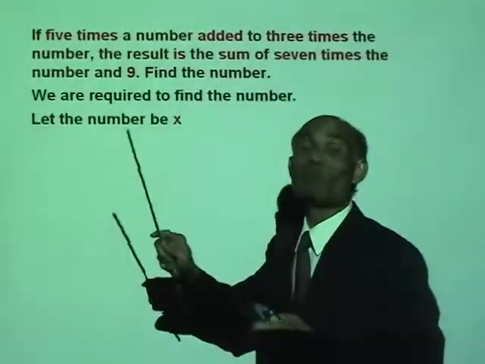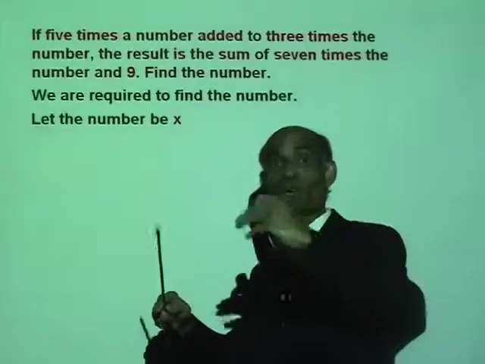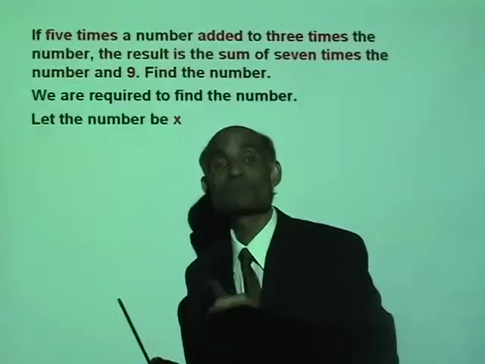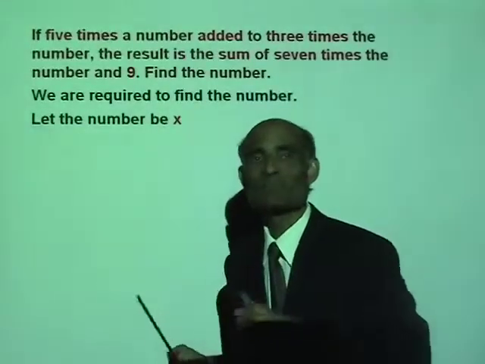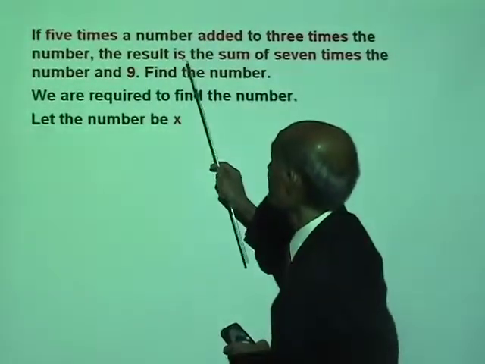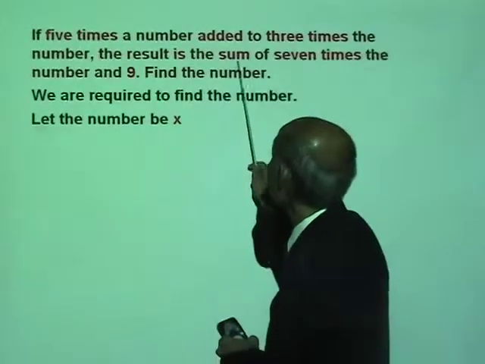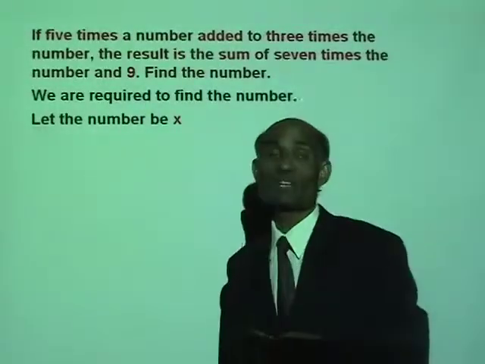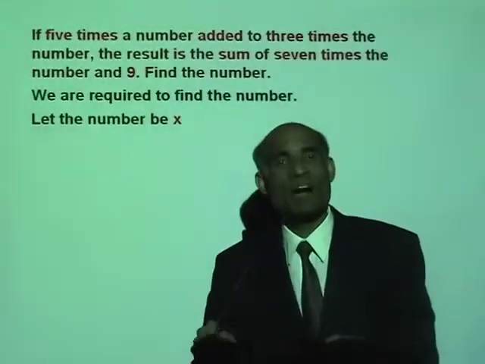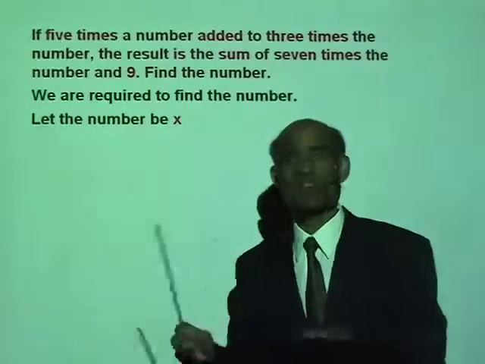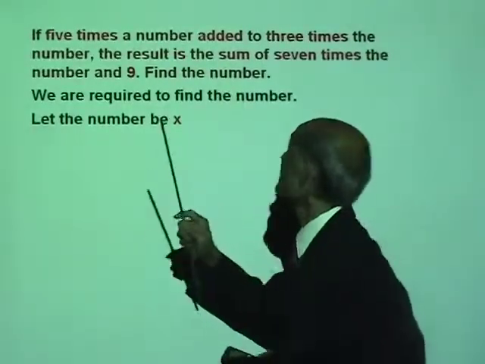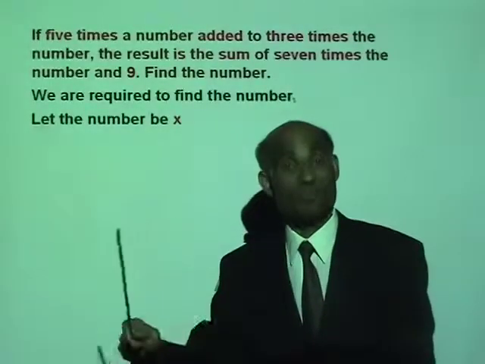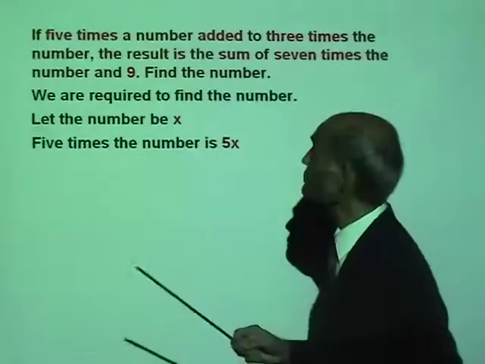Added to, plus. So we got 5x plus what? 3 times the number. What is 3 times the number? 3x. What is the result equal to? The result is the sum of 7 times the number and 9. What is 7 times the number? 7x. What is the sum of 7x and 9? 7x plus 9. Alright, let's write these things down.